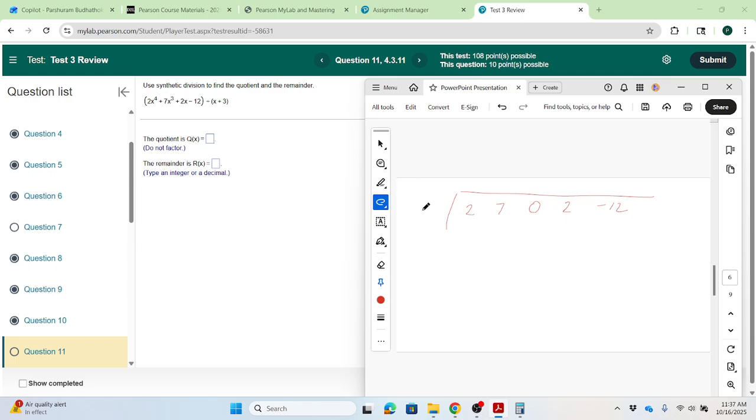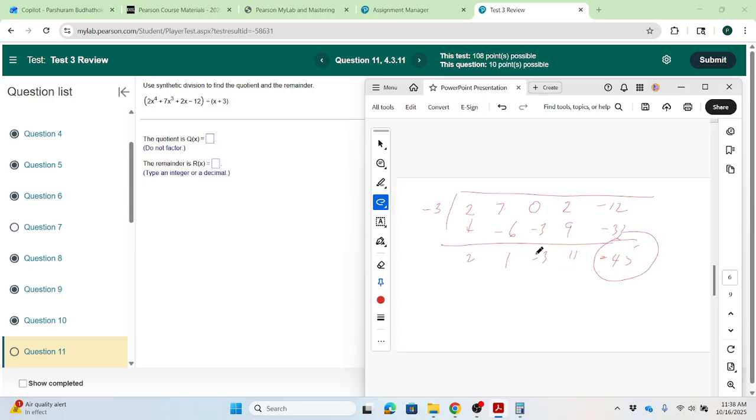So here we are dividing by negative 3. If there is a plus, make it minus. Bring this 2 down. 2 times negative 3 is negative 6. Bring 1. If you combine this, negative 3 times 1 is negative 3. So negative 3 times negative 3 is positive 9. 9 plus 2 is 11. Negative 3 times 11 is negative 33. And this is negative 45. This is the remainder, which is negative 45.